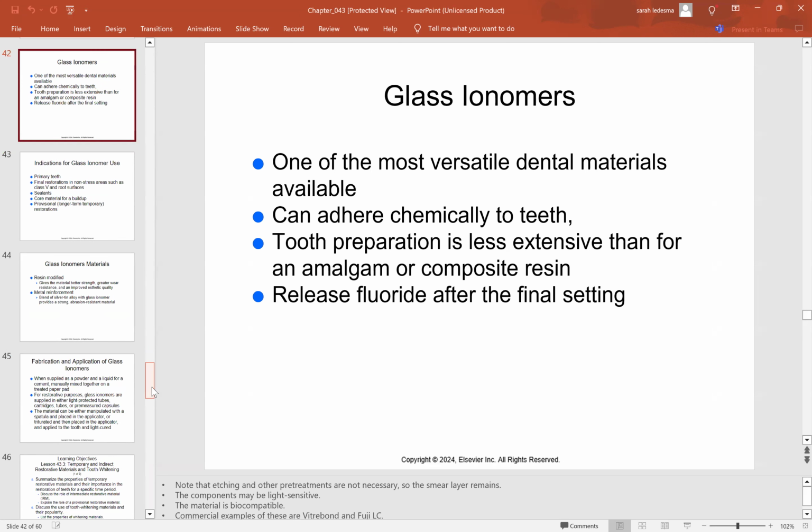Glass ionomers are one of the most versatile dental materials available. Glass ionomers do chemically adhere to the teeth, and the tooth preparation with glass ionomers is less extensive than what we would do for an amalgam or a composite. Also, glass ionomers release fluoride after their final setting. This can help in cases where the patient may need an extra boost of fluoride.